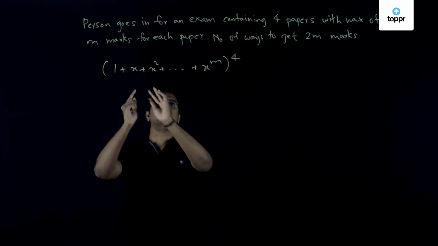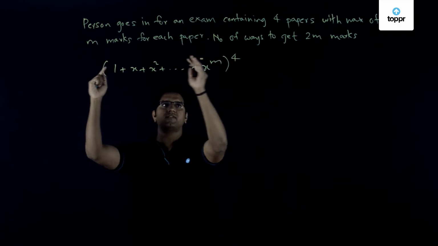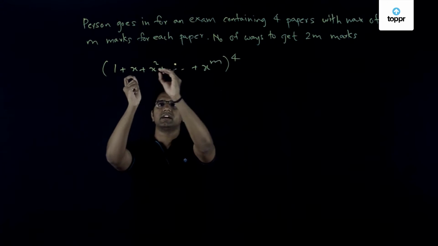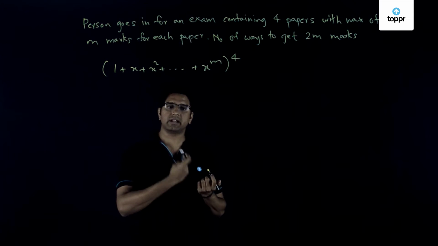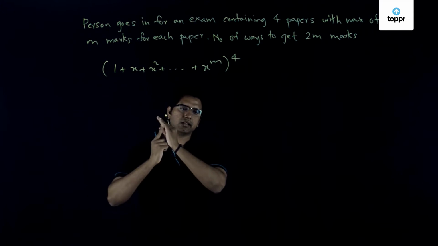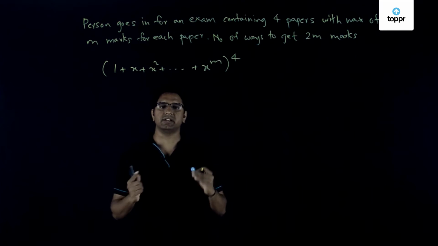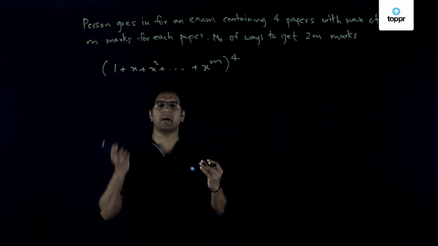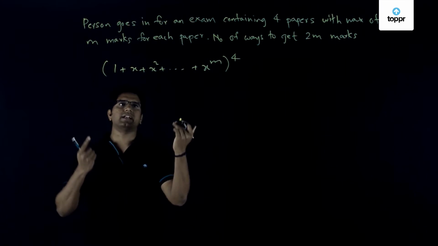Why is it so? Because it's very clear that there are 4 such terms, and the exponent corresponding to x can be considered as the mark obtained in that corresponding exam. If you take the coefficient of x power 2m in the expansion, it is equivalent to the number of ways in which you can get a total of 2m marks. So, how to find this?